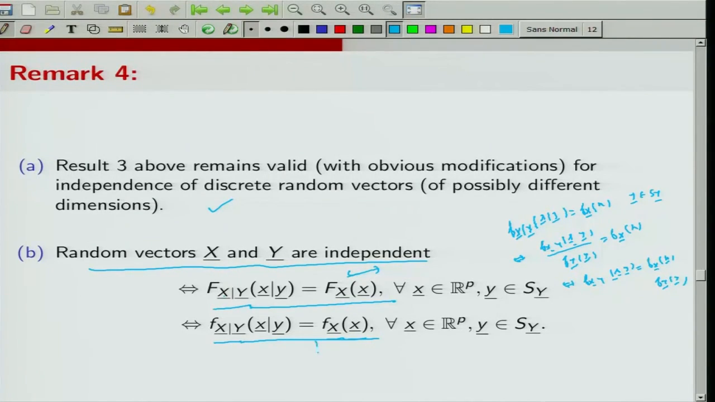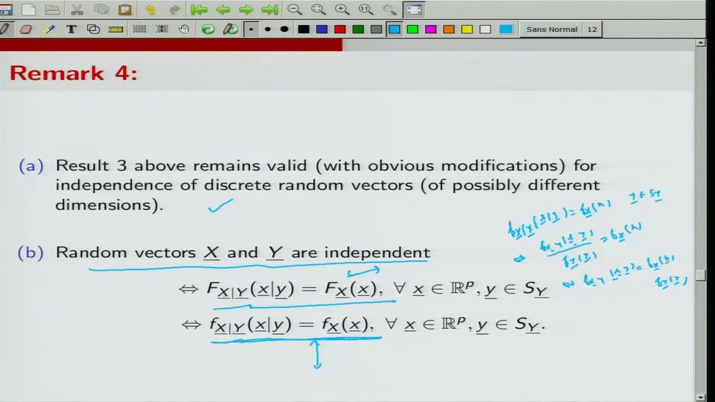In fact, this condition is equivalent to saying that the joint probability mass function of random vectors X and Y is the same as the product of marginal probability mass functions of X and Y, which is equivalent to saying that X and Y are independent. So, what we conclude is that random vectors X and Y are independent if and only if the conditional probability mass function is the same as the unconditional probability mass function. And that in a sense justifies the way we have defined independence.